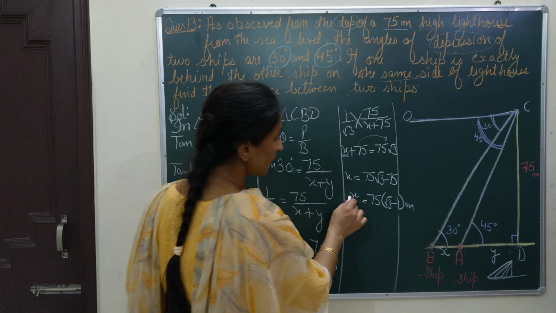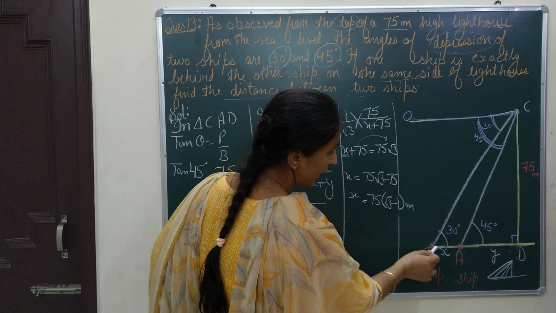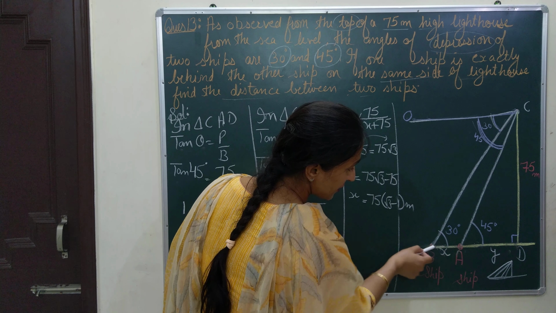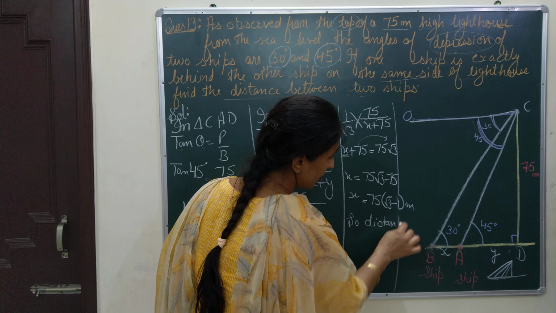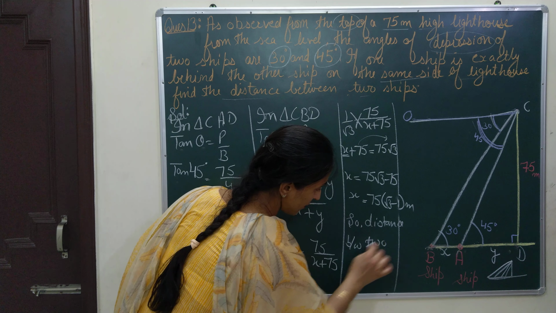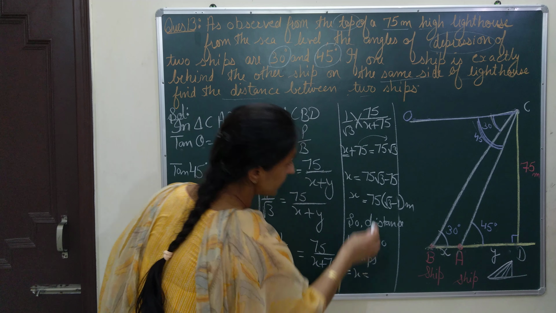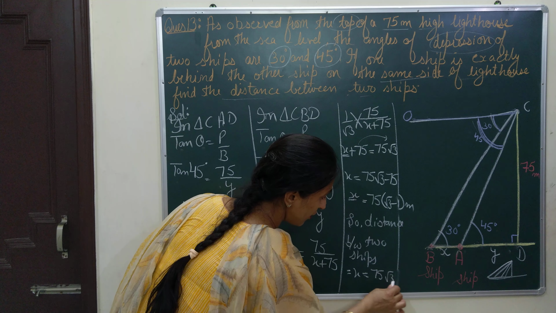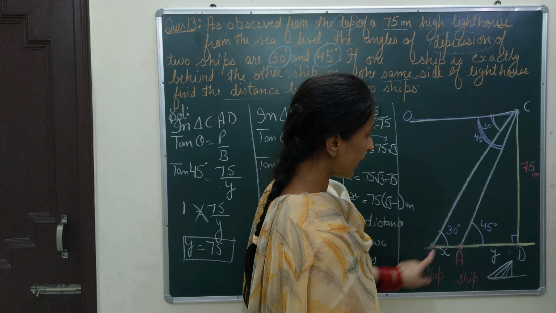So you have got the value of x, and what you were asked was the distance between the two ships. If you see here, my ship A is here and ship B is here. So x represents the distance between the two ships. So I can write that the distance between the two ships is x. I can write this value of x as my answer, 75 times root 3 minus 1 meters. So I have taken two triangles and solved.